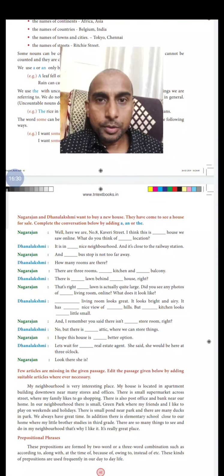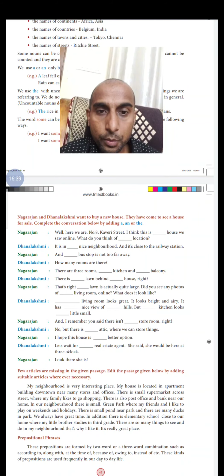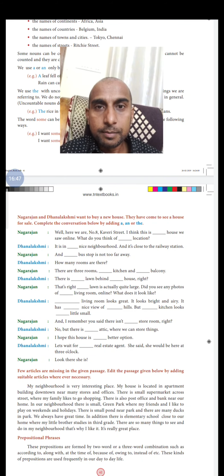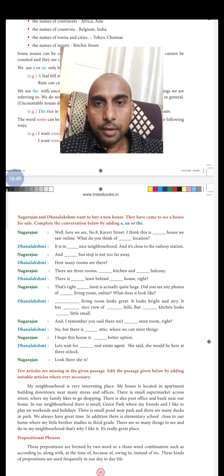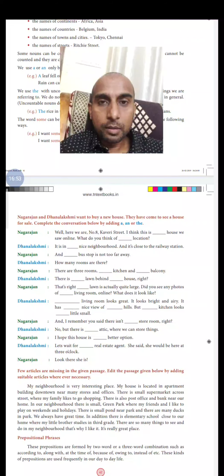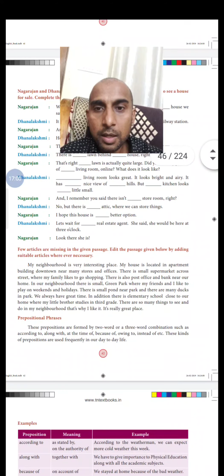A better option. Dhanalakshmi: Let us wait for the real estate agent. She said she would be here at 3 o'clock. Nagarajan: Look here. Pardon me. Look there. She is. So this is the conversation between these two people. I hope you would have checked your answers, and I'm confident that you would have found most of the answers to be correct. Next, another exercise has been given here.